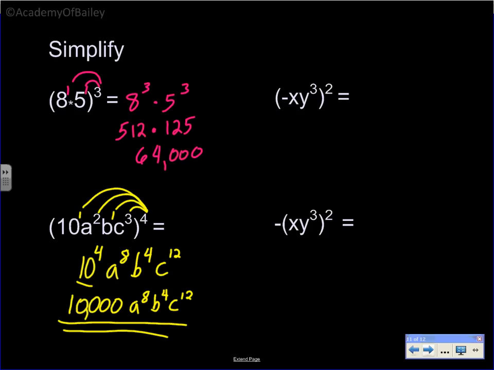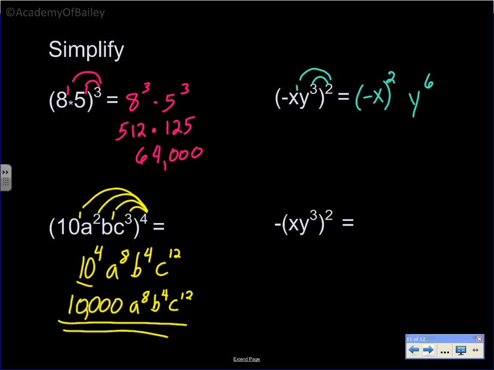All right, in the top right, we have negative x to the 1st power. And so now we're going to raise that to the 2nd power. So that's going to give us negative x squared. Remember, the negative sign is there with the x. It's grouped by the parentheses. And now we have y cubed, and we're going to square that. So 3 times 2 is 6.